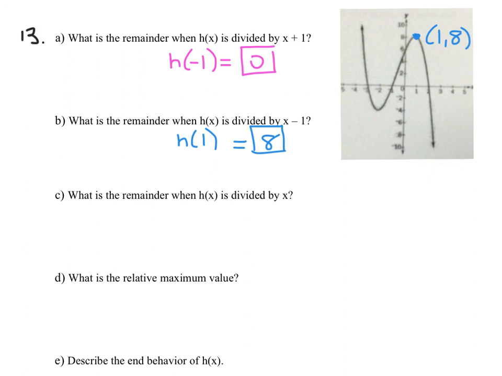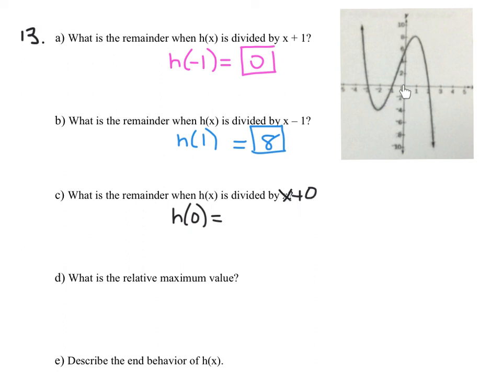Okay, letter C. What is the remainder when h of x is divided by x? Now what you'll notice is this one said x plus 1. This one said x minus 1. Technically, if you have an x, isn't that really the same thing as, let's say, x plus 0, or x minus 0? So really, what we're finding here is h of 0. We're looking for the y value when the x value is 0.